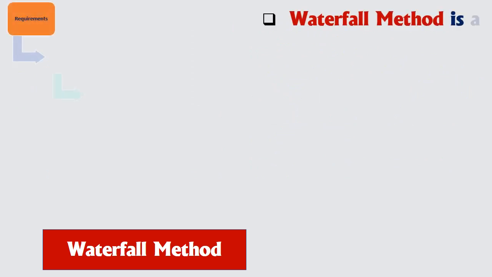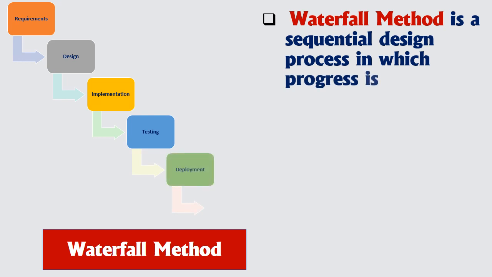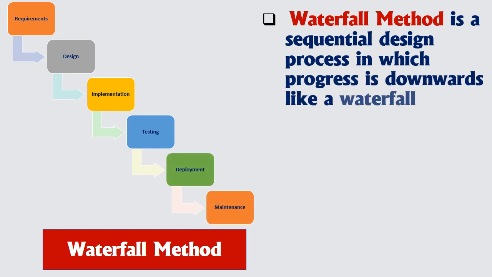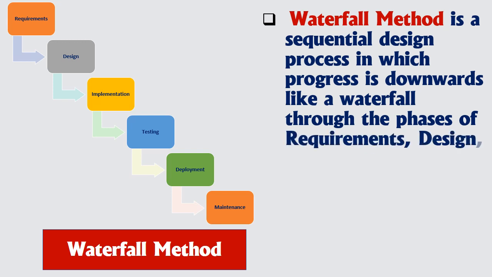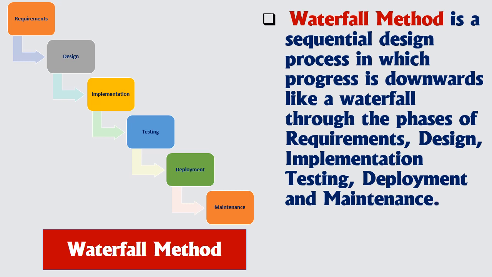Waterfall method is a sequential design process in which progress is downwards like a waterfall through the phases of requirements, designs, implementation, testing, deployment, and maintenance.